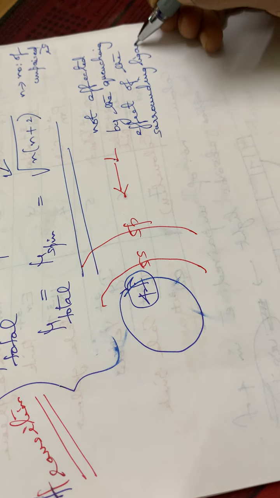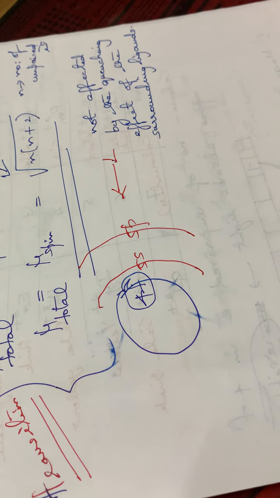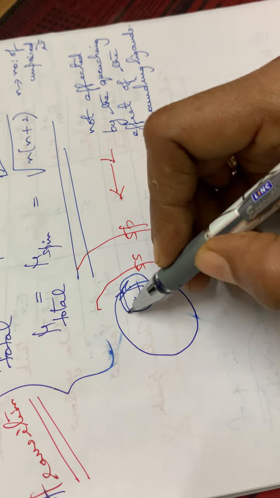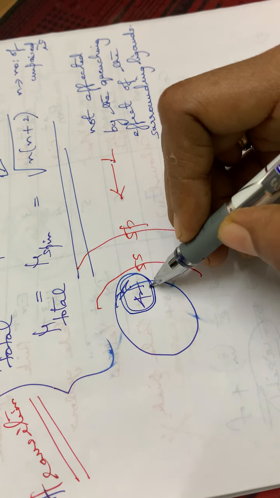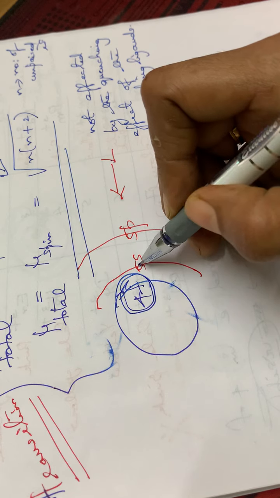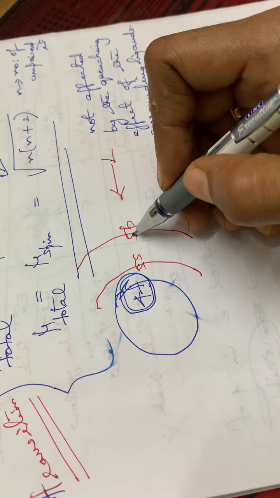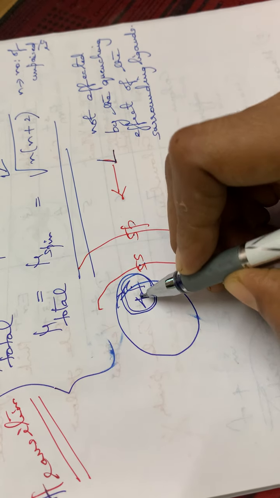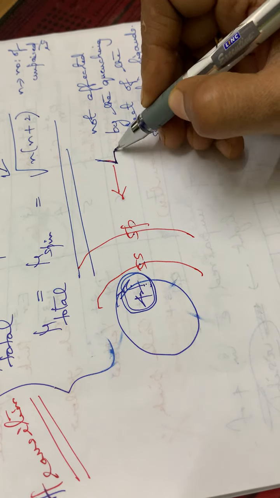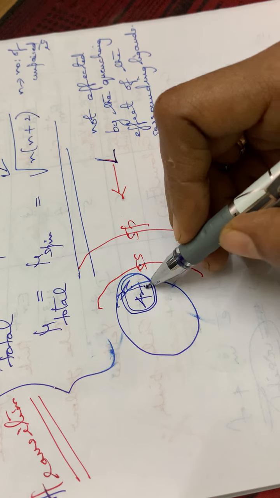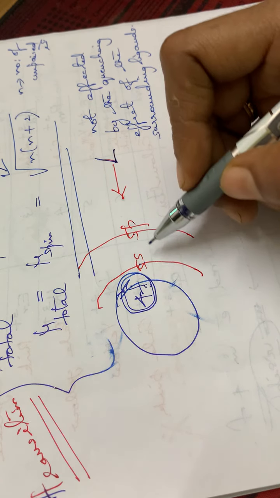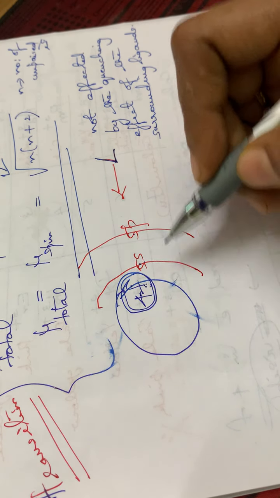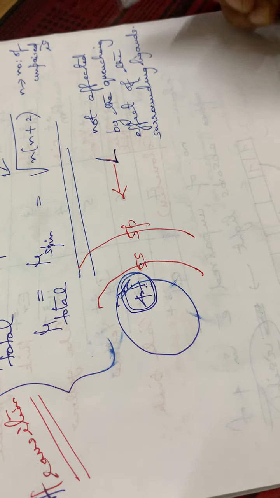Not affected by the quenching of the surrounding ligands. Okay, so see here, this 4f orbital is in the anti-penultimate shell. After the 4f orbital, there will be 5s and 5p. These orbitals will be protecting the 4f electrons from the ligands, or the ligands have no influence on the 4f electrons. So the orbital motion is not affected by the surrounding ligands.